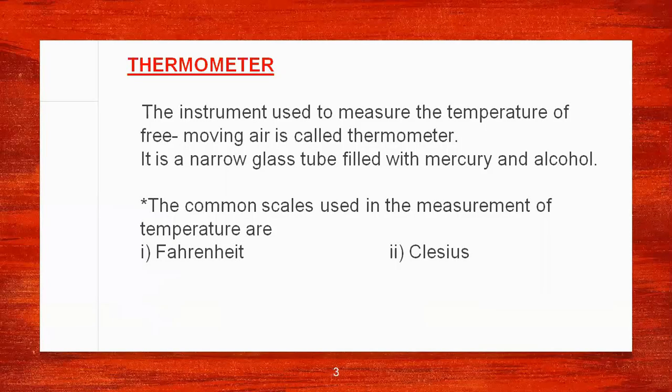The instrument used to measure the temperature of free moving air is called your thermometer. So thermometer is basically used to measure the temperature of the wind. That is your thermometer. Now like we have already discussed, it is a narrow glass tube filled with mercury or alcohol. Now the scales used to measure the temperature are your Fahrenheit and degree Celsius.